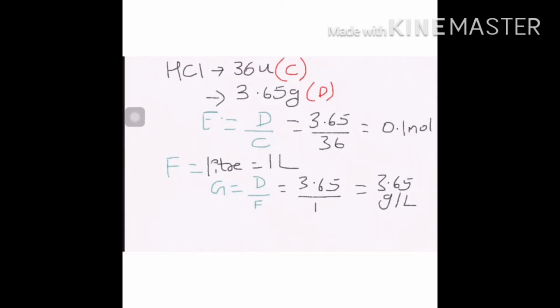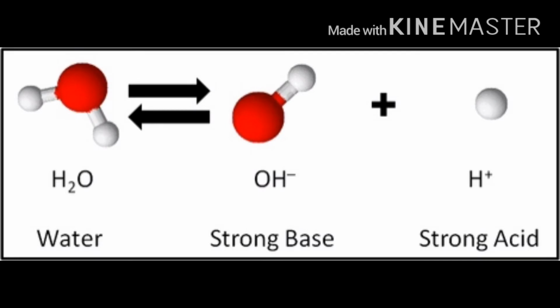Let us calculate for molarity now. H is equal to E upon F. Molarity is equal to moles per liter, E upon F. That is 0.1 upon 1, which gives you again 0.1 mole. That's it.